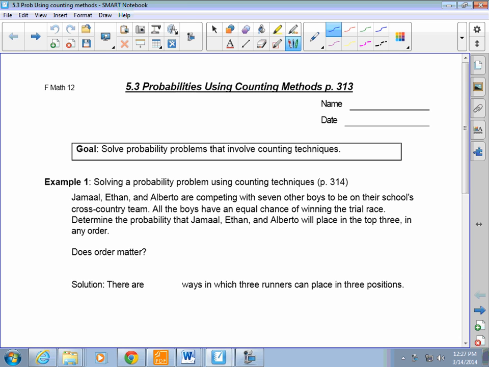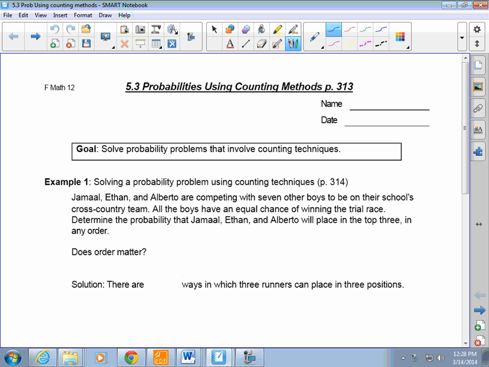5.3 is probabilities using counting methods. So we're going to figure out probabilities, and we're going to look at questions where you can use combinations, fundamental counting principle, or permutations. In some cases, when you're doing these with the probability, you're going to be able to use either permutations or combinations to figure these out.